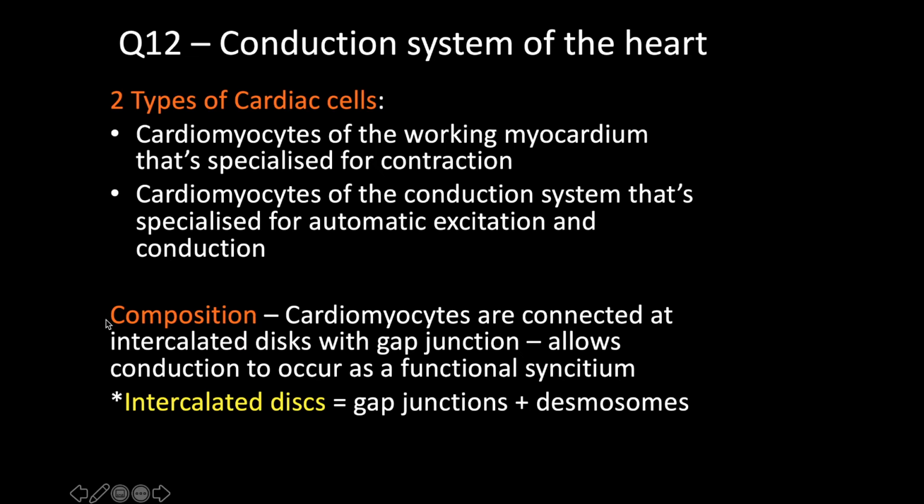The composition of a cardiomyocyte: the specialized part about them is the intercalated discs with gap junctions that allow the conduction to occur as a functional syncytium. Intercalated discs are composed of gap junctions and desmosomes, and we'll get into a picture of them later.